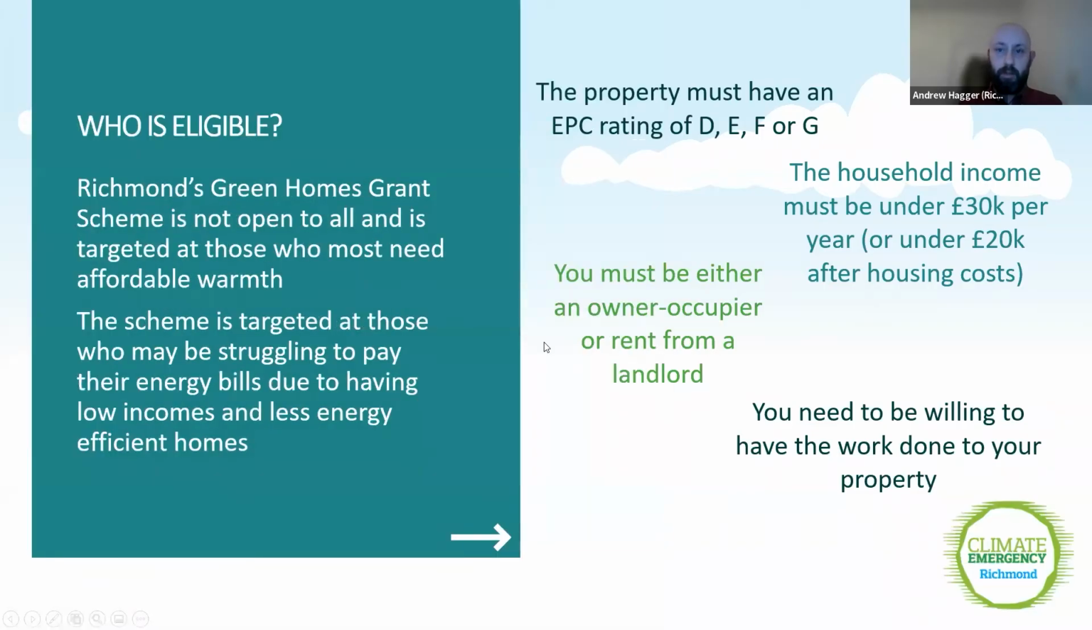So who's eligible? I talked a bit about this, but I'll go into a bit more detail. It's crucial to remember that the Green Homes Grant is not open to all and is targeted at those who are most in need of affordable warmth. So the scheme is targeted at those who could be struggling to pay their energy bills due to having low incomes, or because they've got less energy efficient homes, and that's the target for this grant scheme. So the property must have an EPC rating of D, E, F or G.